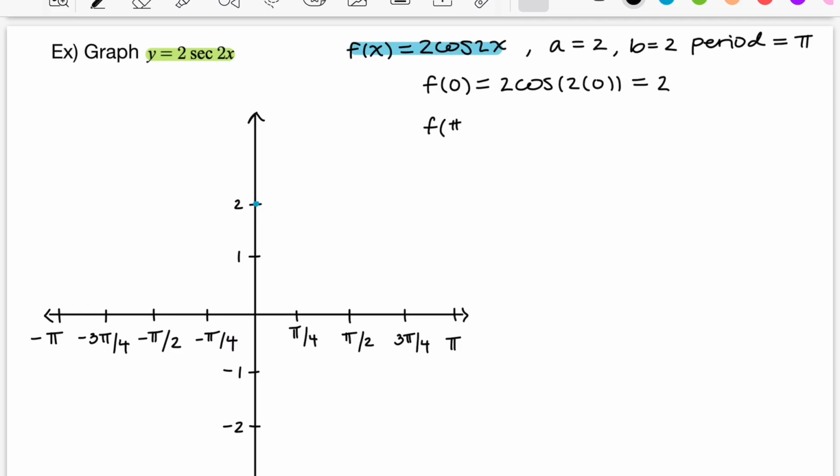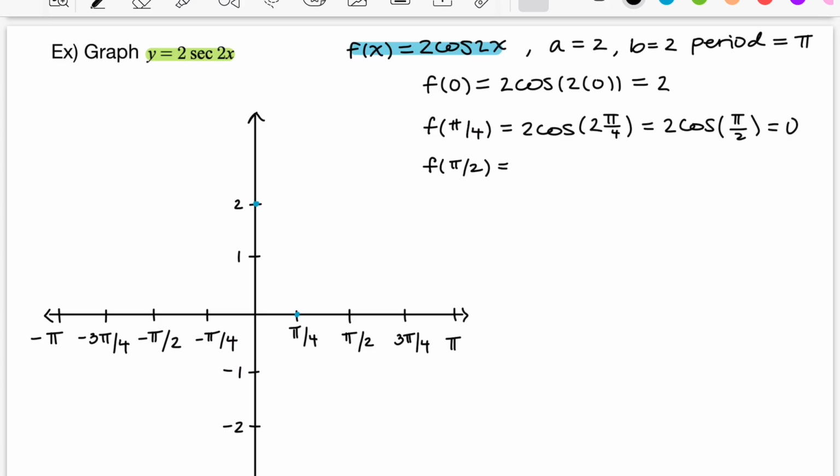Now when x is equal to pi over 4, we'll get 2 cosine of 2 times pi over 4, which is going to be 2 cosine of pi over 2. We know cosine of pi over 2 is going to be 0, so this will be equal to 0. So we have that point there.